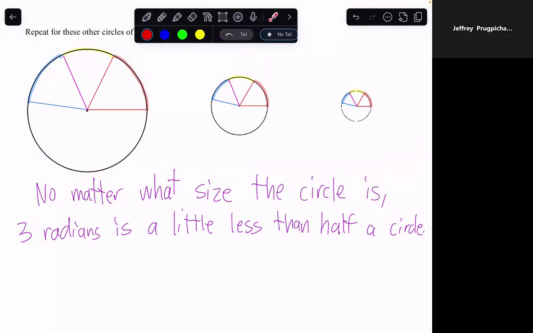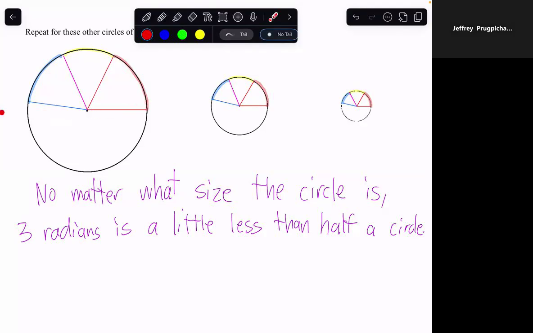Okay, so hopefully that makes sense, right? If you think about a square, it doesn't matter how big or small a square is, it always has 360 degrees. Similarly for the circle, no matter how big or small the circle is, it always has 360 degrees, but now we're trying to find how many radians it has.